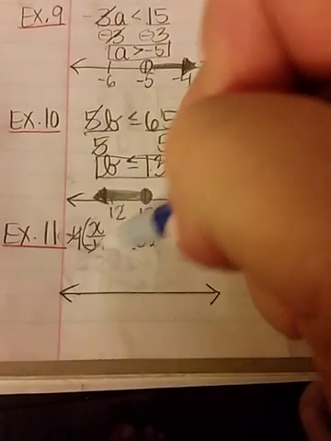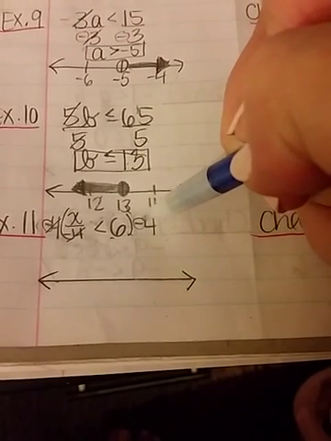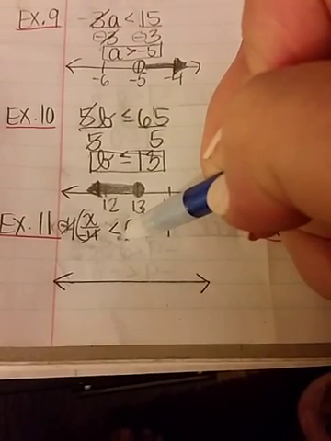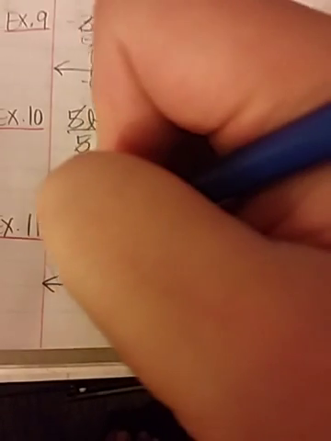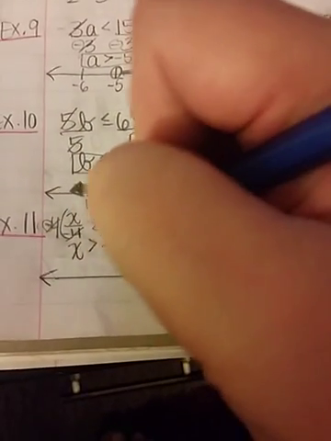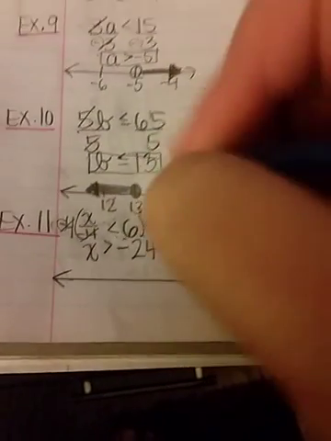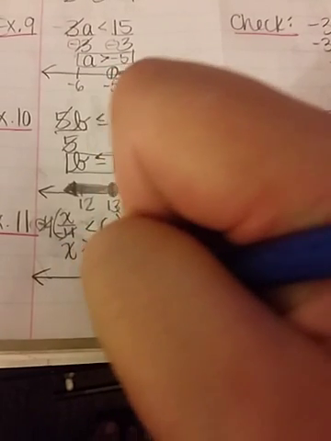The negative 4's cancel each other out. I multiplied both sides by a negative number, which means we're going to have to flip our inequality sign. We get x. It was less than, now it's going to be greater than negative 24, because 6 times negative 4 is negative 24. Negative 24 goes in the middle. Negative 25 goes to the left. Negative 23 goes to the right.